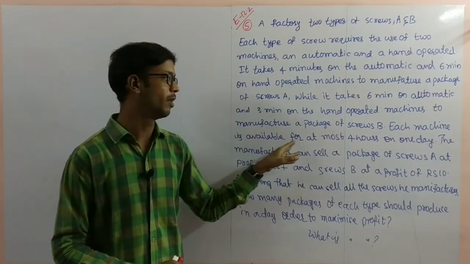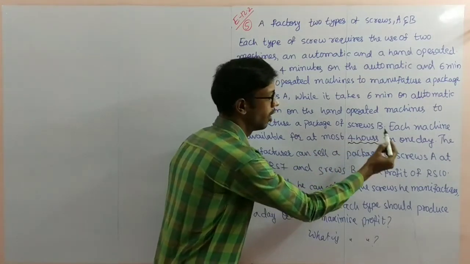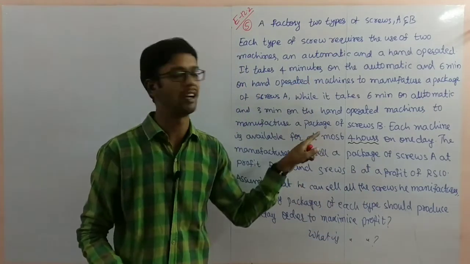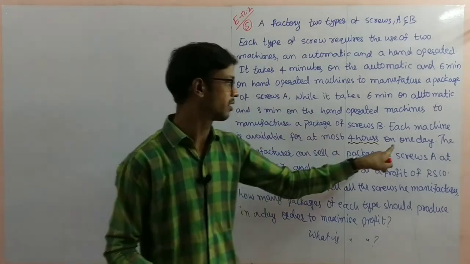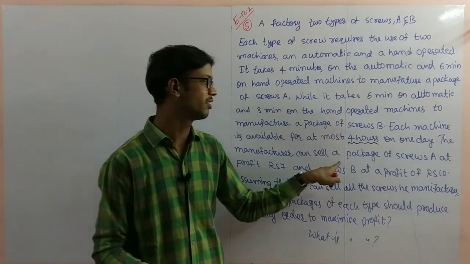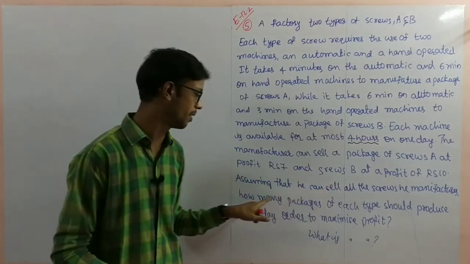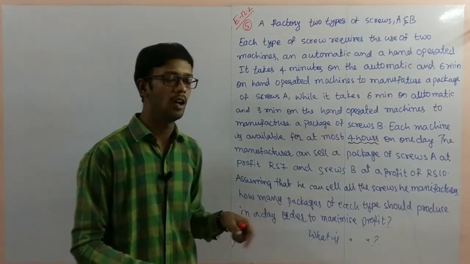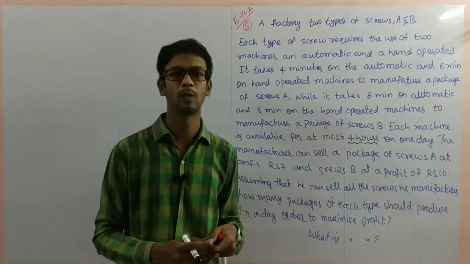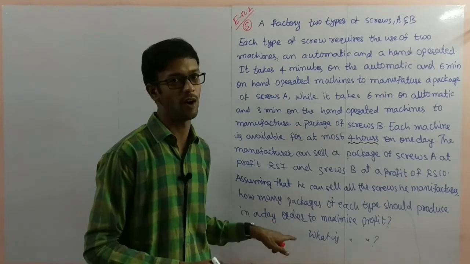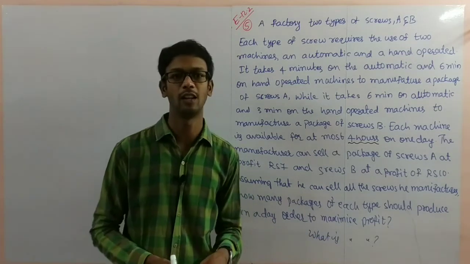Each machine is available at most 4 hours. At most 4 hours here. You observe all conditions are in minutes, but here 4 hours is given. Convert this hours into minutes. Next, the manufacturer can sell a package of screws A at a profit of 7 rupees, screws B at a profit of 10 rupees. So what is the maximum profit? How many screws A and screws B can he produce to gain the maximum profit? X and Y values are asked. Same as the previous problem, and the maximum profit is also asked.